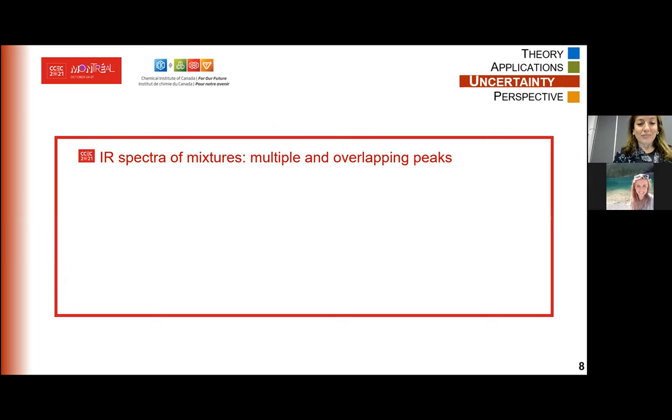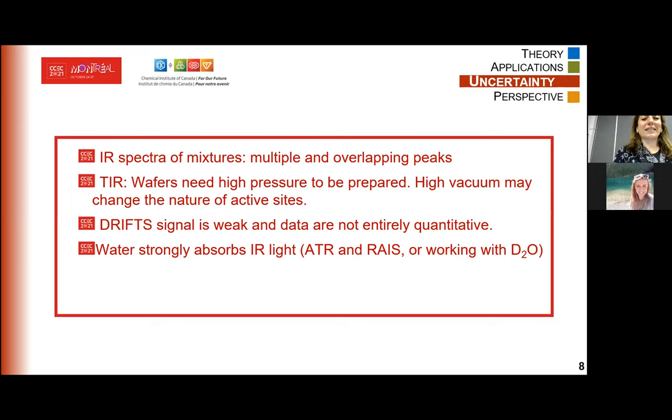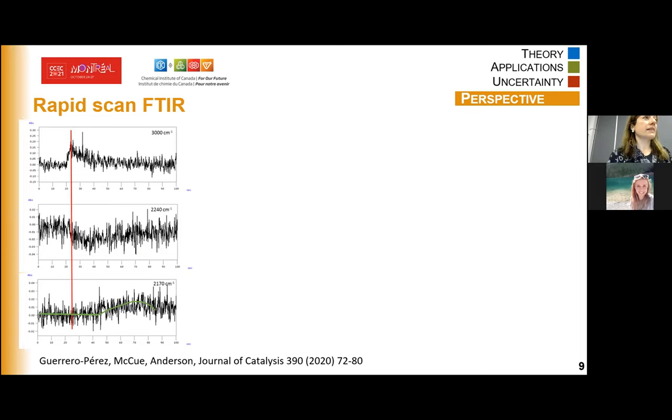And now I will show you, so this is just some of the uncertainty. About what I told you, that you have to make the wafer, you are not really looking at the reaction condition. You can solve that problem with DRIFTS, but with DRIFTS, the signal is really weak. It's not possible to quantify. And you also have the problem, when you want to work in the reaction condition, about water, that you have to deal with. So many of these problems have been solved. So I will show you now some more recent examples about the possibilities and the tendency of IR.